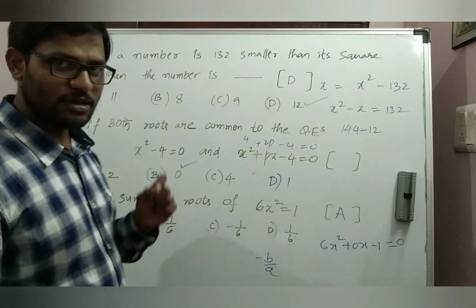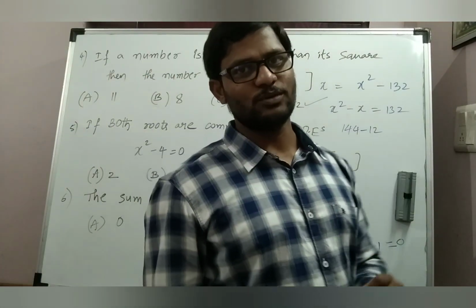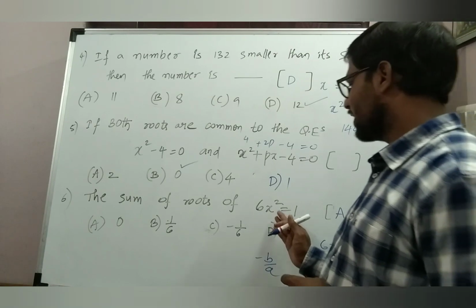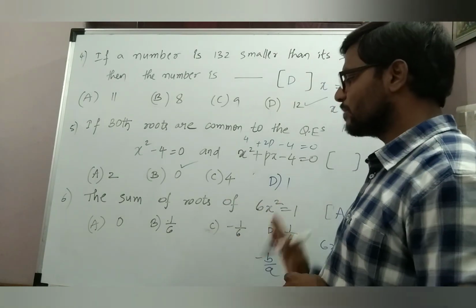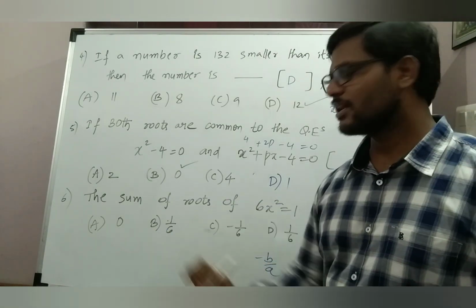Sum of the roots formula is minus b by a. Product of the roots is c by a. Here there is no x coefficient, so b equal to 0. 0 by anything is 0. So option A.